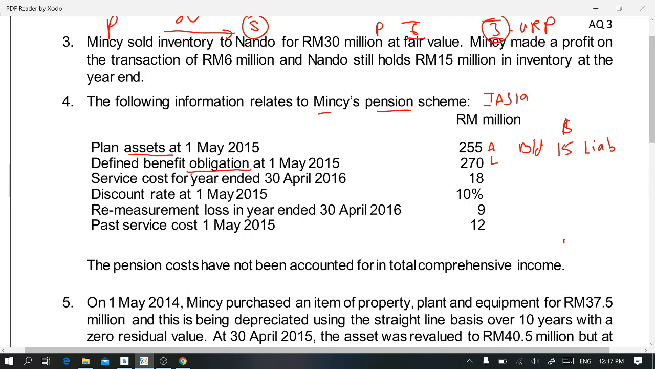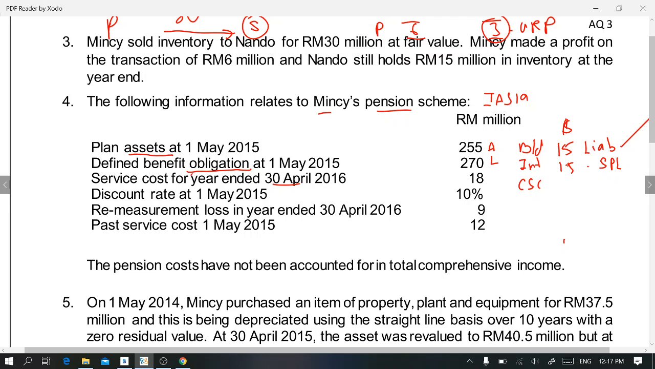Service cost for the year, 30th April. So this is current service cost. Before current service cost, normally we start with 15, and then we have the interest. Interest 10% will be 1.5. So interest is an expense because this is a liability we owe, so we charge 10%. This is interest expense, charged to SPL expense.